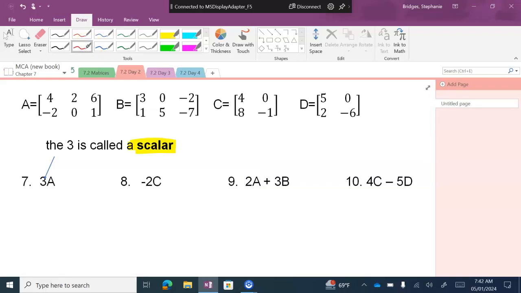And again, all this means is we're going to take that number and multiply it by every term in our matrix A. Okay, the letter tells me which matrix to use. The number tells me what I'm multiplying by.